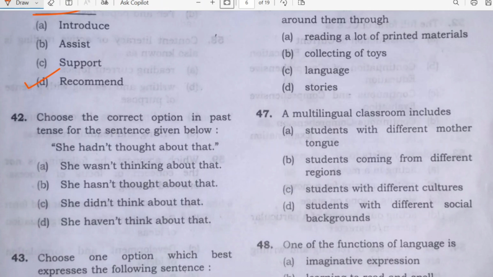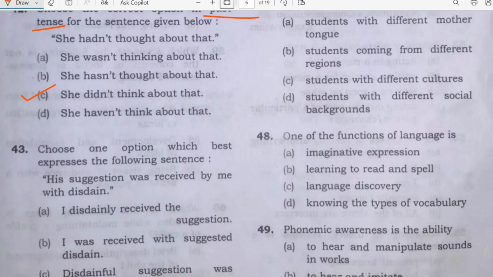Now 42. Choose the correct option in past tense for the sentence given below. So you have to choose a past tense. She hadn't thought about that. She wasn't thinking about that. She hasn't thought about that. She didn't think about that. She haven't think about that. So choose the correct option in past tense for the sentence given below. Your correct answer is option C. She didn't think about that, right?